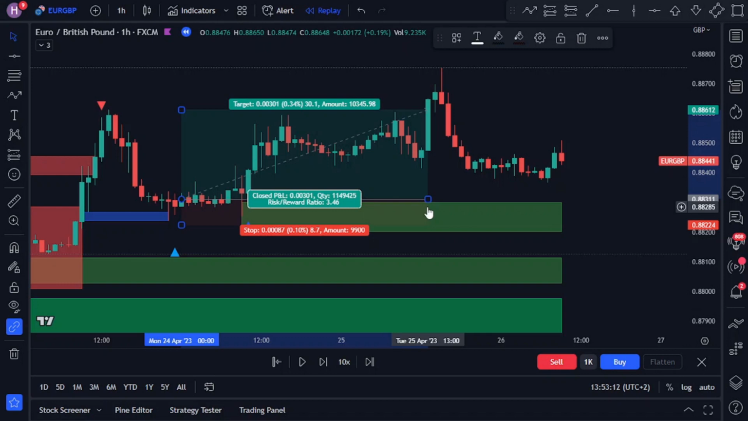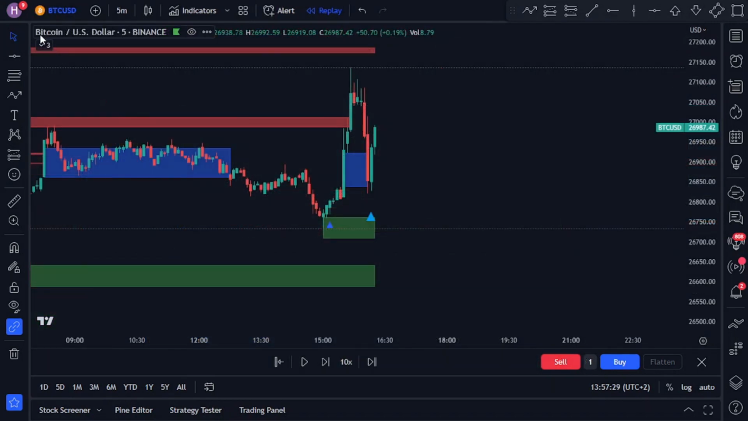So you have already seen me use this strategy on a bunch of different instruments. But what about cryptocurrencies? Let's take a look at another example. On the chart, we have Bitcoin on the 5-minute time frame. From the chart, we can see that the Supply Demand Pro has identified a fantastic buy trade.